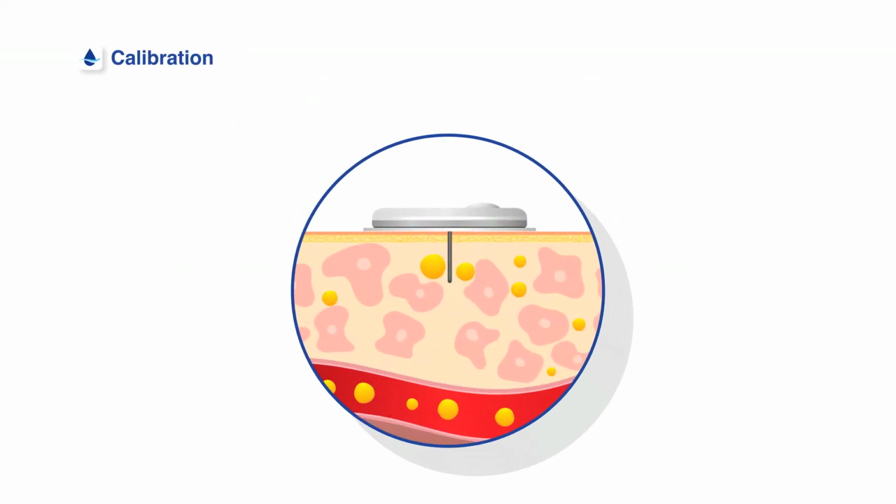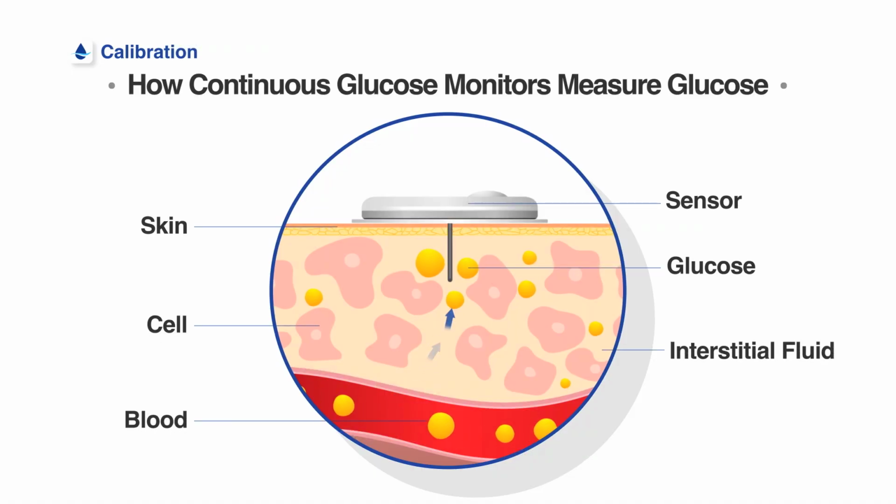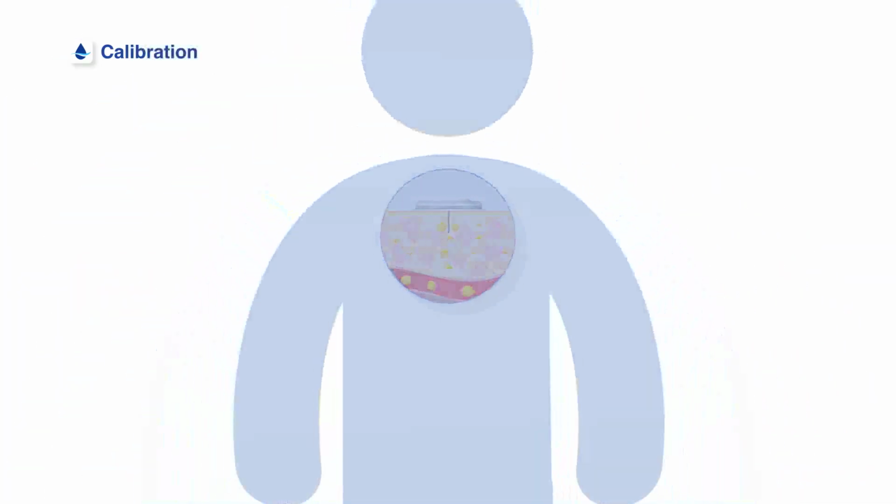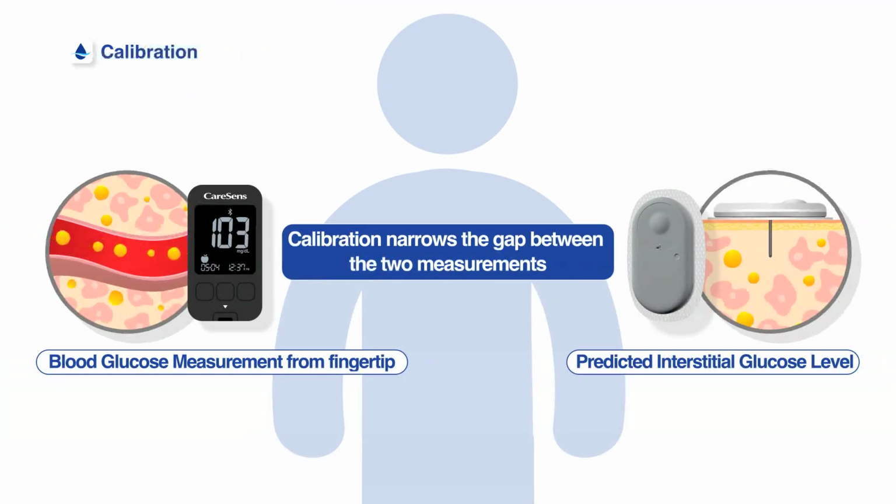The continuous glucose monitoring sensor measures blood glucose by analyzing the glucose concentration in the interstitial fluid. However, there is a delay of around 5 to 15 minutes compared to actual blood glucose level. To minimize this difference, users should use blood glucose readings from their fingertip measured within 5 minutes to calibrate the sensor's blood glucose level. Calibration adjusts sensor readings with actual blood glucose to optimize CareSens Air performance.